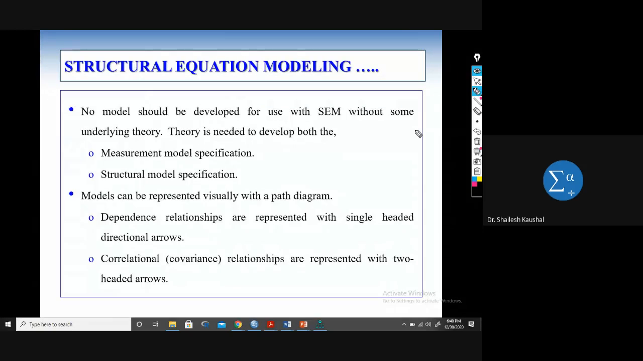Second, model dependence relationships are represented with a single-headed arrow. Single-headed arrow means when we see a dependence relationship, this is the single-headed arrow. And the correlation relationship, when we take the covariance between two variables, is shown like this with a double-headed arrow. This is the covariance, correlation. Okay.